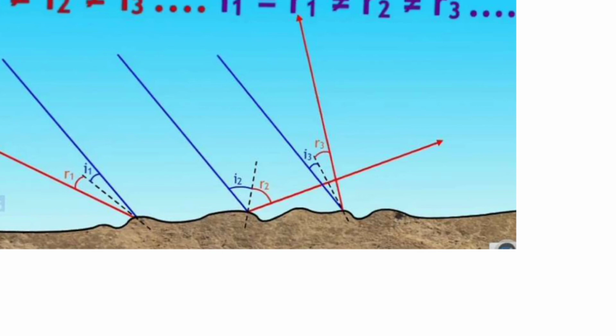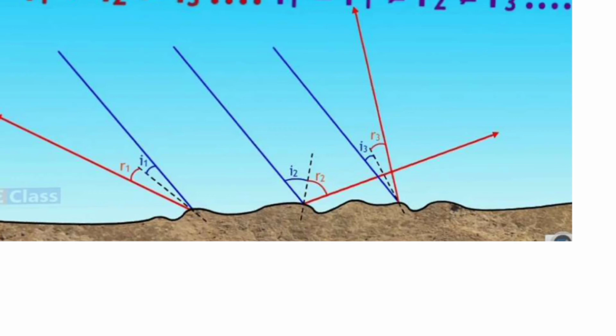So you have here I1 is equal to R1, I2 is equal to R2, I3 is equal to R3. So that things are there. Okay. So at that point they are following all the laws. इसमें कोई problem नहीं है. So laws of reflection are followed both by regular as well as irregular reflection.